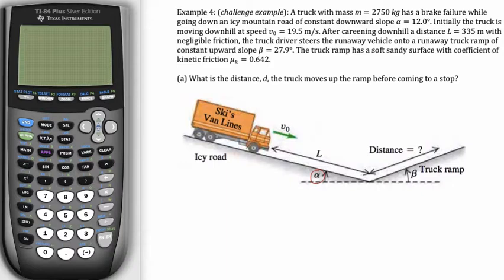Okay, so let's define our energy points. We have 1, 2, and 3 in this case, because we're going to have three points we want to consider. This will be our point 1 here. Point 2 will be at the bottom. And then point 3 will be that maximum height reached up the ramp.